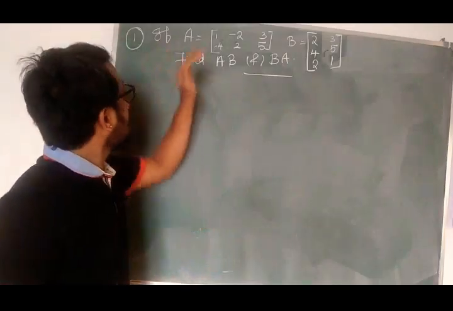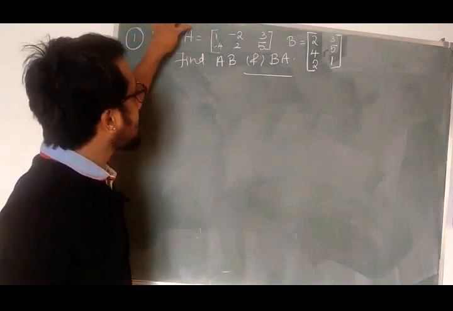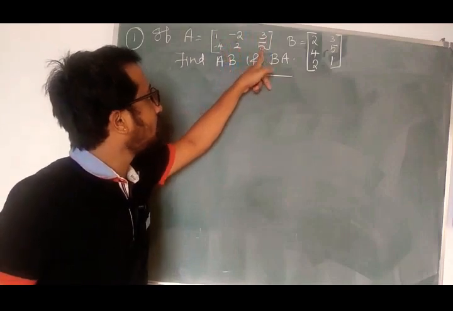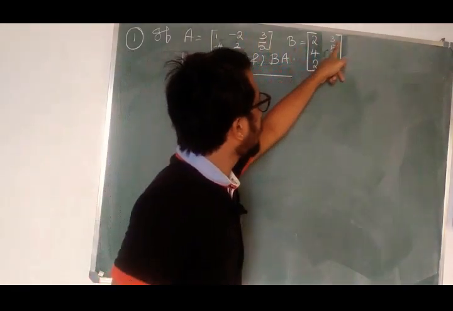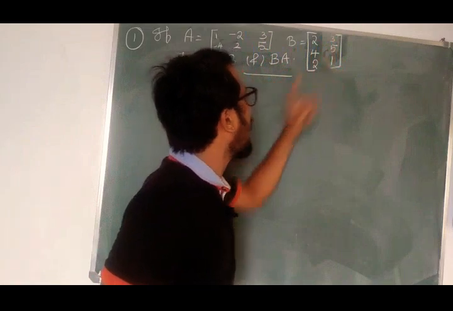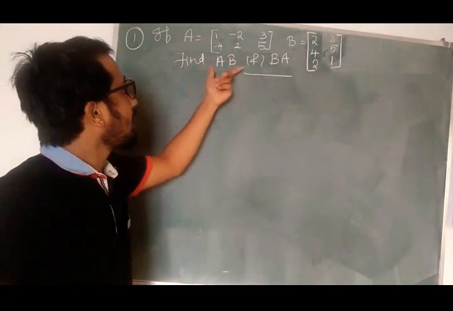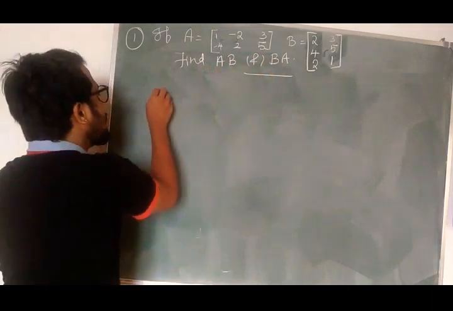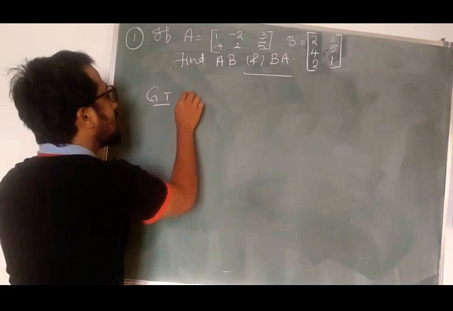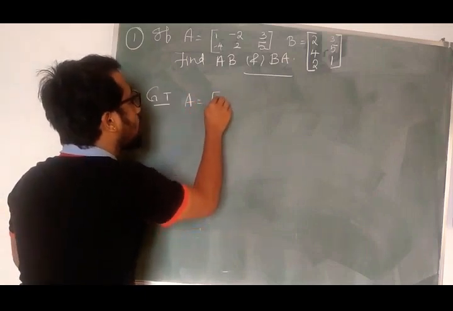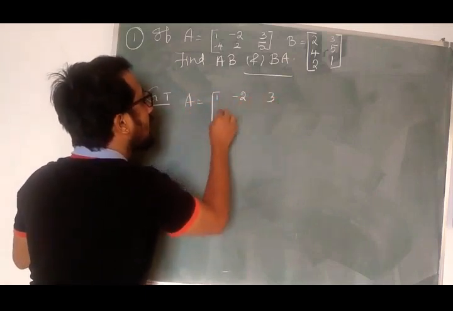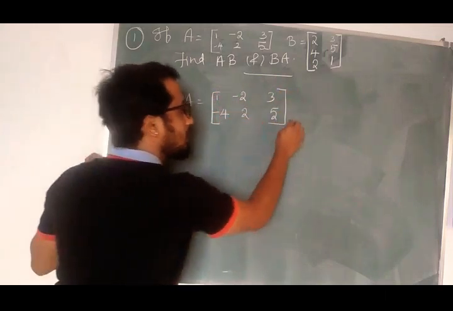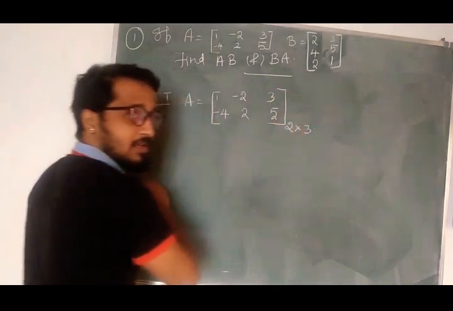So, first question: if capital A is equal to [1, -2, 3; -4, 2, 5] and B is equal to [2, 3; 4, 5; 2, 1], we have to find AB and BA, that means the product of two matrices. Given that capital A is equal to [1, -2, 3; -4, 2, 5], can you tell me the order of this matrix? Is it 2 by 3? Yes or no?